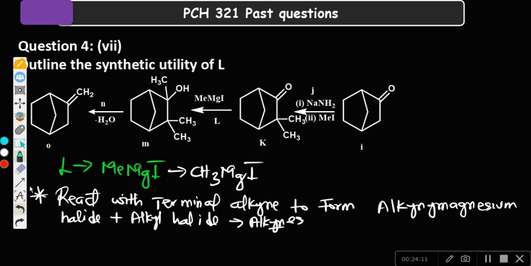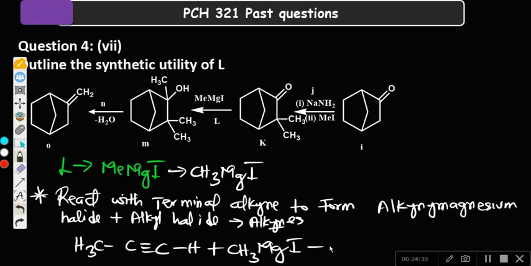You have something like this. Let's say H3C C triple bond CH. This is a terminal alkyne. Why? Because it has the triple bond at the last carbon. If you react this with a Grignard reagent, in this case, let's use this one, the first thing that is going to happen is very easy. This hydrogen will bond with CH3, and then this magnesium iodide will come here.